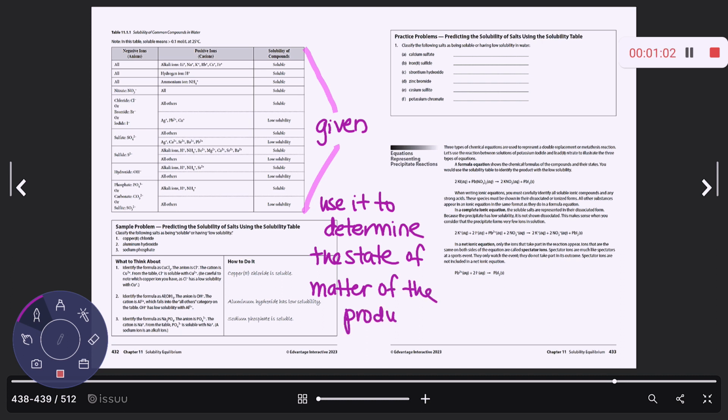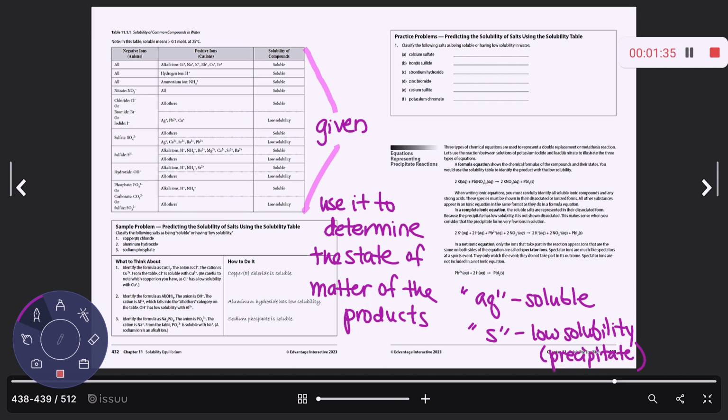of the products. Okay, so there are only really two choices for the state of matter on products. That would be whether it's a solid, which means it's a precipitate, or it's soluble in water, which means it has AQ. So if it has an AQ after it, that means it's soluble. And then if it has an S after it, that means it has low solubility. And this would be known as your precipitate. And that's pretty much all you would use the solubility table for, okay?